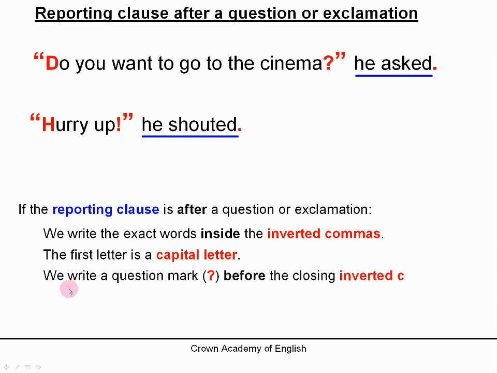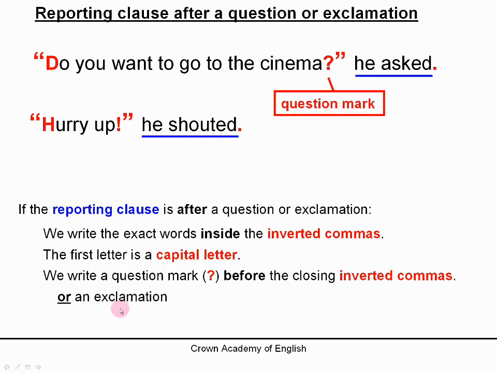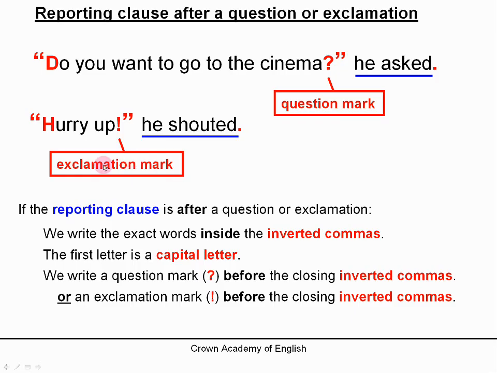And this time we write a question mark before the closing inverted commas. Here. So we do not write a comma, we write a question mark. Or an exclamation mark before the closing inverted commas. Here. So again, we do not write a comma because it is an exclamation. So we write an exclamation mark.